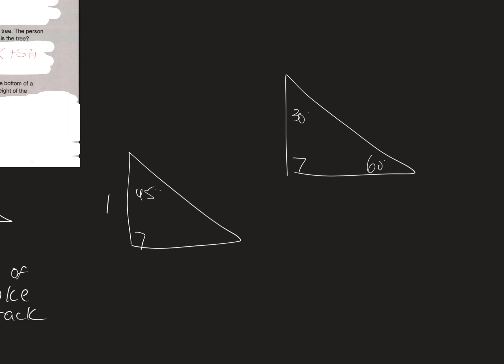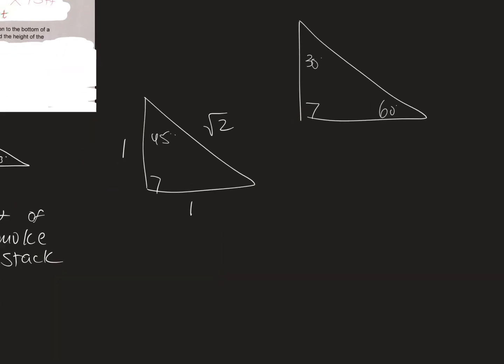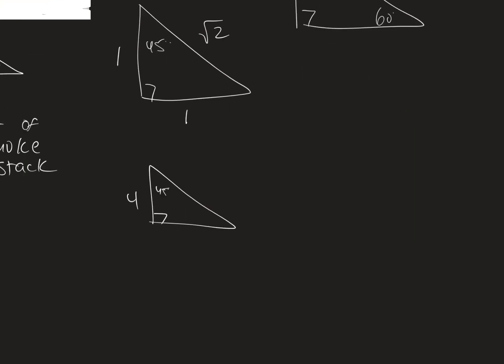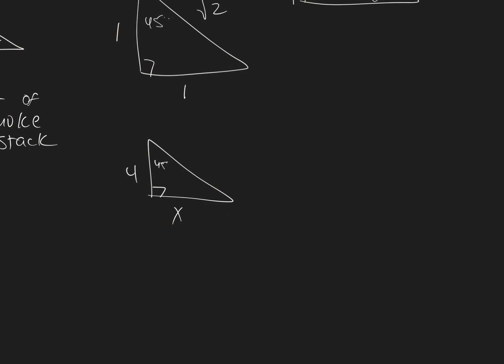It's 1, 1, square root of 2 for a 45, 45, 90. Meaning, if I have a triangle and they tell me this is 45 degrees, and they tell me this side is 4, you can tell me the other two sides. What is this leg here? 4. What is this leg here? 4 square root of 2. This is 4. It's just a pattern, guys.